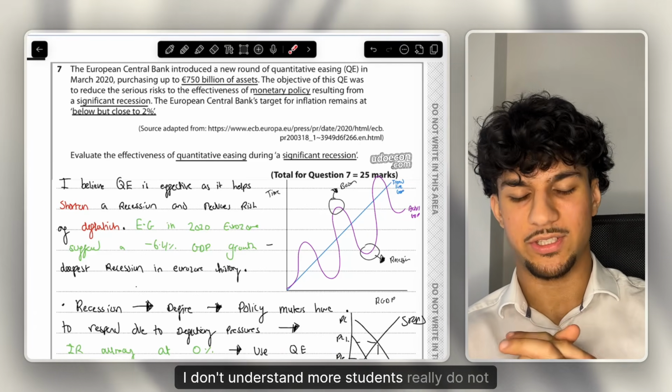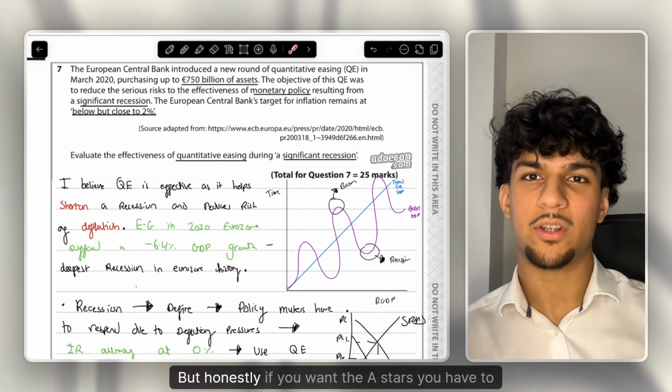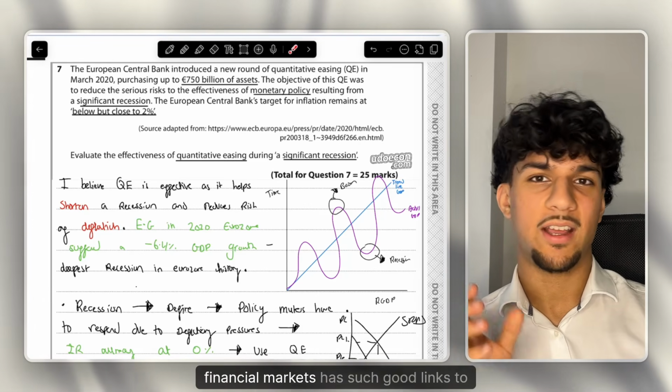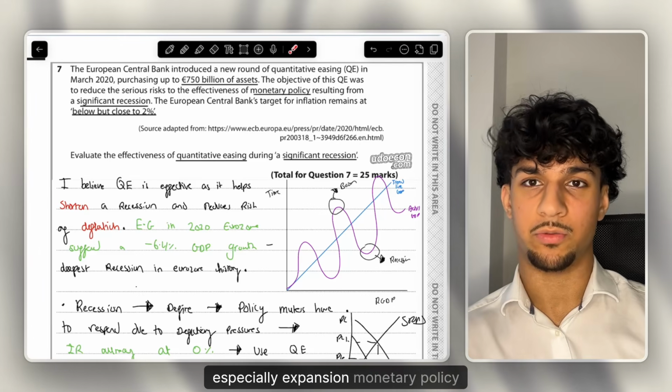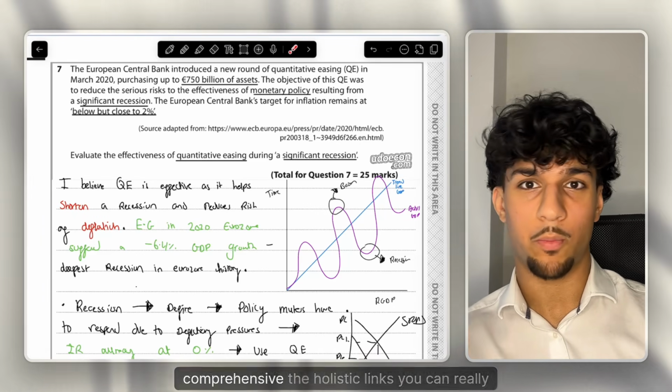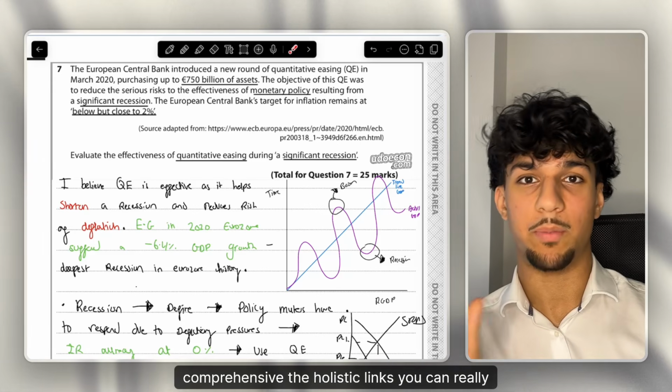I understand most students really do not like financial markets, but honestly, if you want the A stars, you have to make sure you've revised everything, since financial markets has such good links to especially expansionary monetary policy and just monetary policy as a whole. Therefore, if you're able to make those comprehensive, holistic links, you can really pick up the top marks.